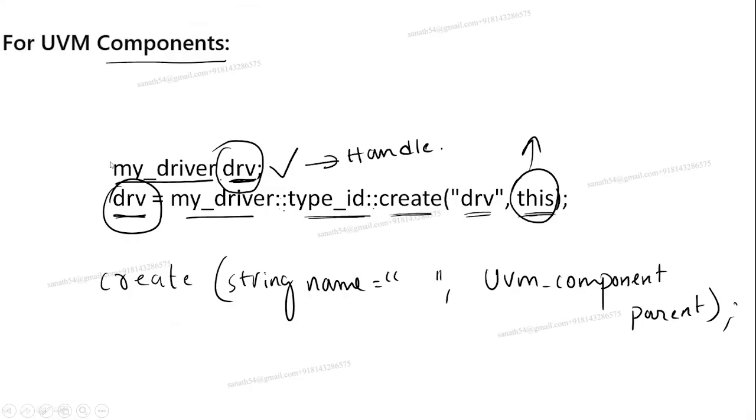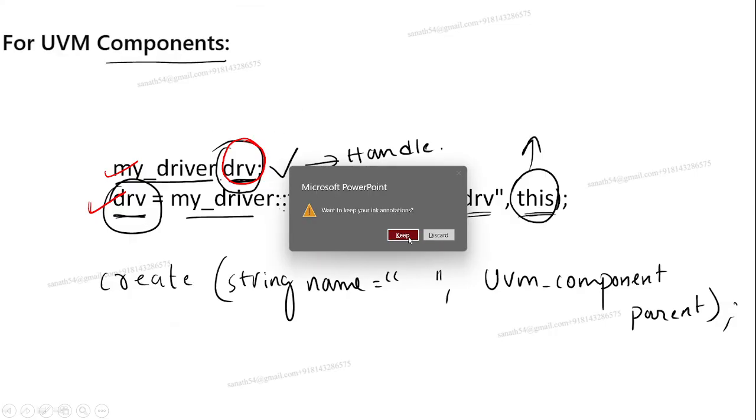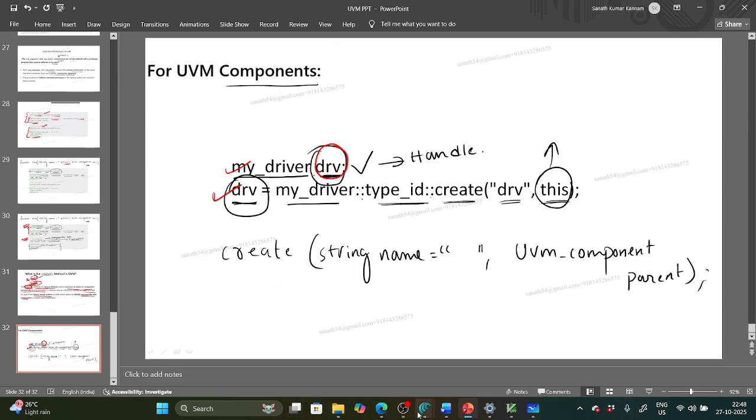So for UVM components, first you need to write the handle: my_driver drv. This is my handle. After that, drv equal to my_driver, scope resolution operator, type_id, and type_id::create("drv", this). This is how we write it in UVM. Here I'll show you one program on how to write this.